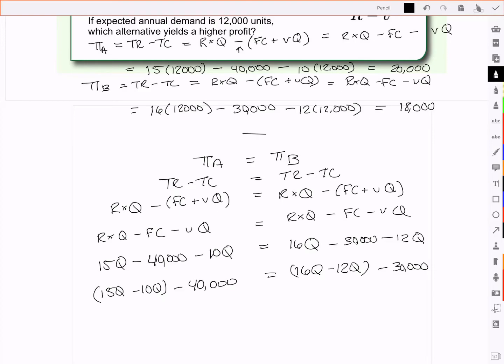So since we have two numbers with a Q on one side of the equation, we can collapse it down. So 15Q minus 10Q is 5Q. And then we have our minus 40,000. And on the right, we have 16Q minus 12Q. Since they both have a Q in it, we can reduce that to 4Q minus 30,000. Now what we need to do is get all the Q's on one side and get everything else on the other.